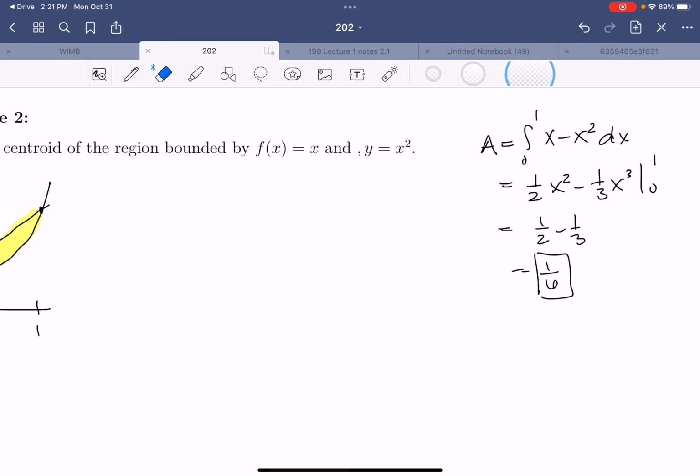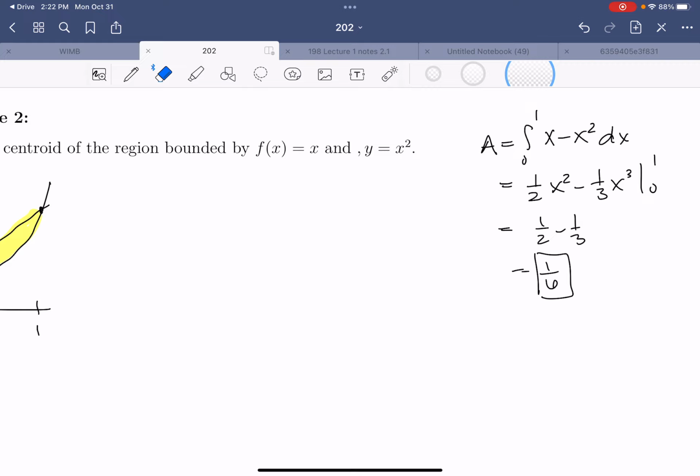Now, the challenge with this one, when we go to set this up, is what does your f of x look like? You want to think about this the same way we think about our discs and washers. So we are working with, this time, two functions, one above and one below, that's creating our region. And so when we go to set this up, it's going to look slightly different than last time.